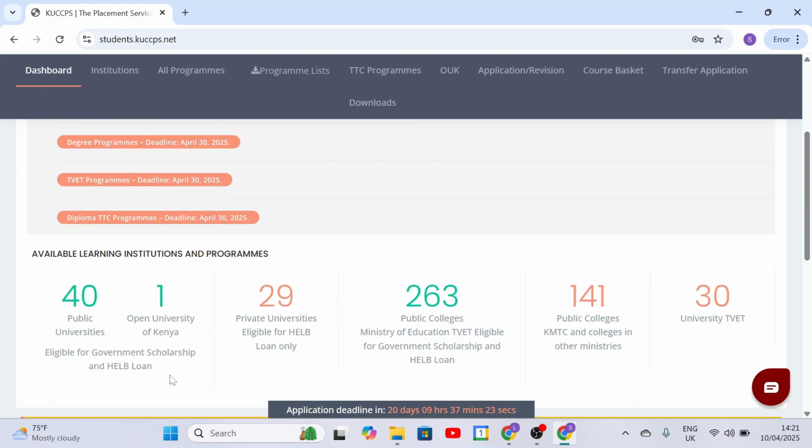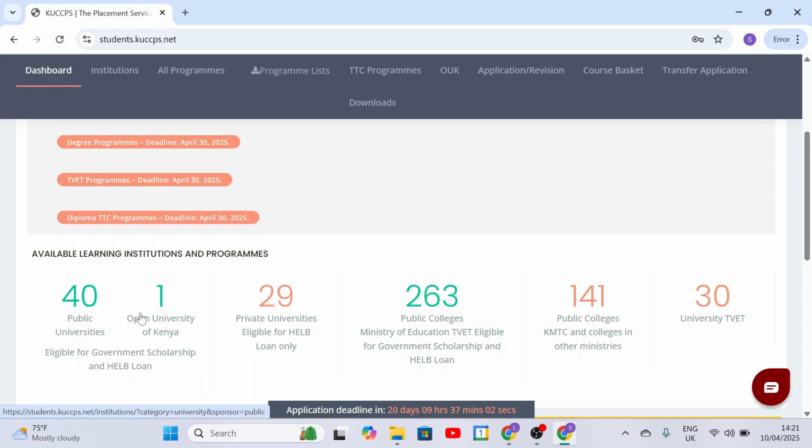You find them giving you the number of institutions that are there in this portal. The first, as you can see, is the public universities. These ones, you know them, they are 40 in number. Things like UoN, KU, Moi, and so forth. Then there is one Open University of Kenya.